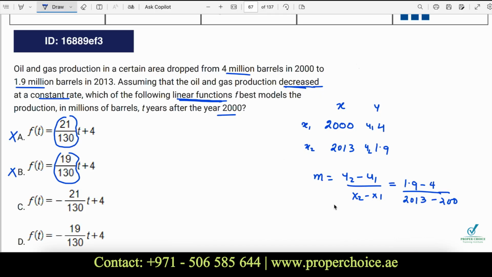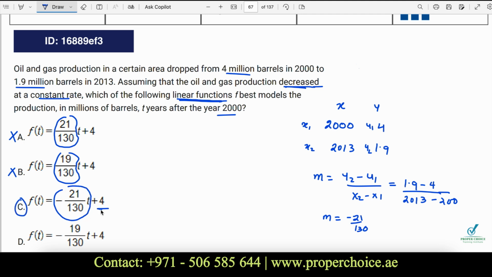So I'm getting the rate at which the value is decreasing. It's going to be minus 21 by 130. This should be the slope. So which option has minus 21 by 130 as the slope? This one. So it makes sense with option C.